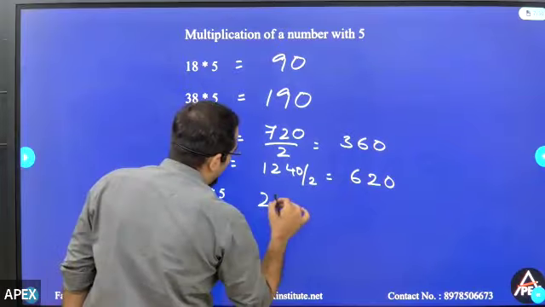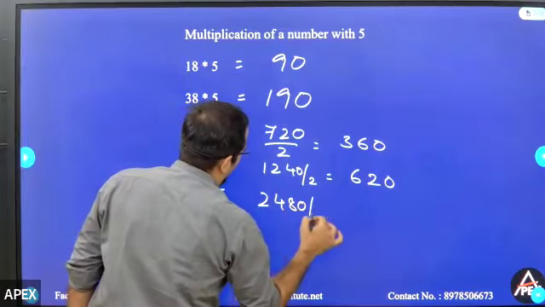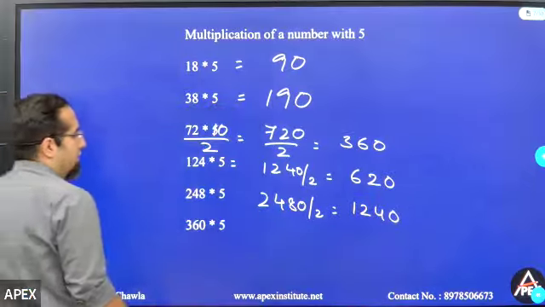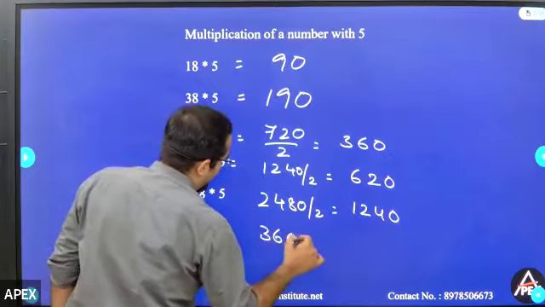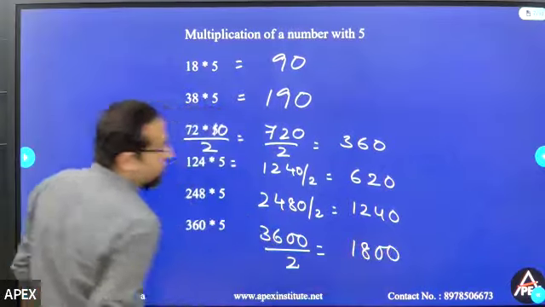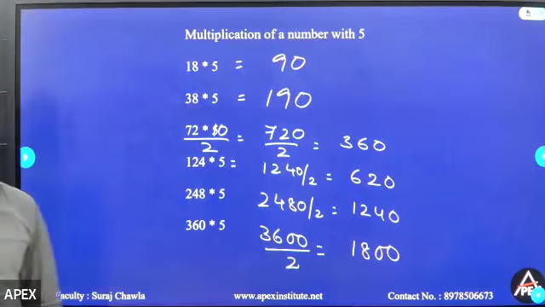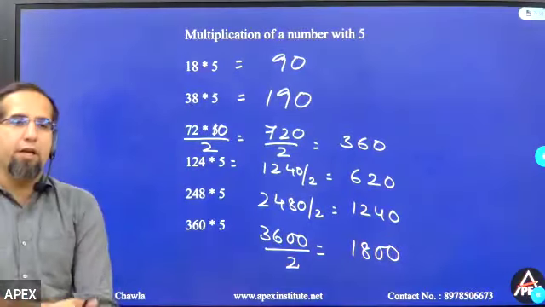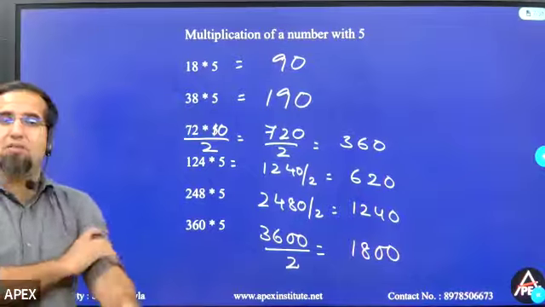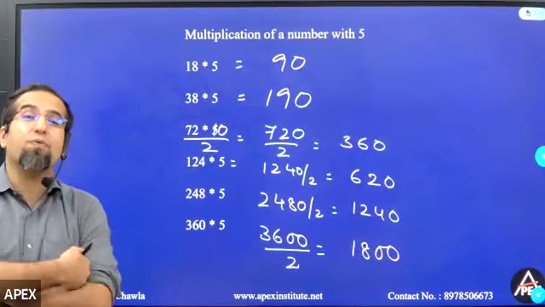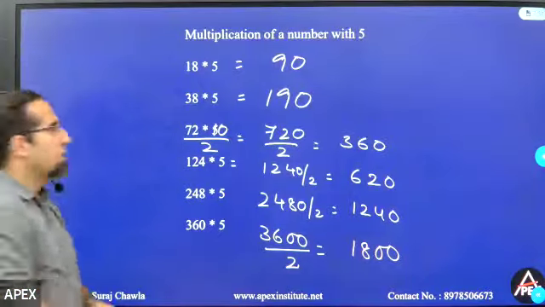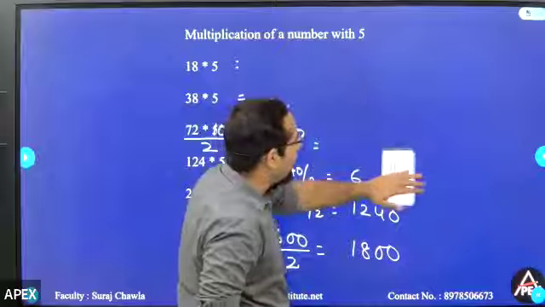Clear? This value becomes 2480 divided by 2, which will become 1240. And this finally becomes 3600 divided by 2, which will become 1800. So whenever you have a number multiplied by 5, all you can do is into 10 by 2. Now in the examination, generally they don't ask you 5. They ask you into 15, which is actually easier. Okay. Now, 15 can be broken as 10 plus 5.